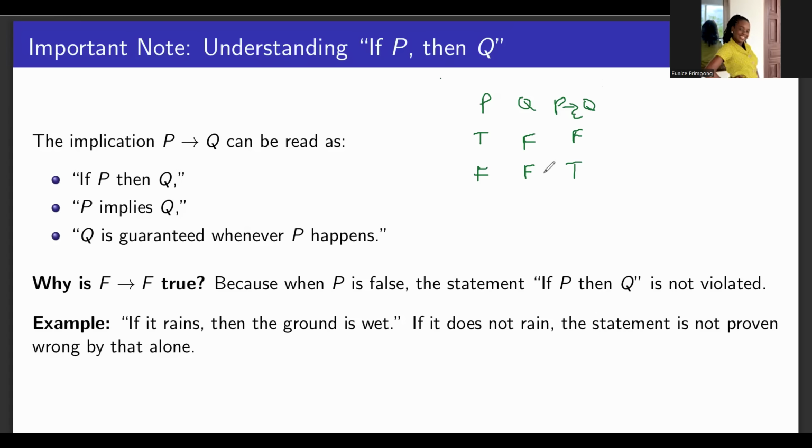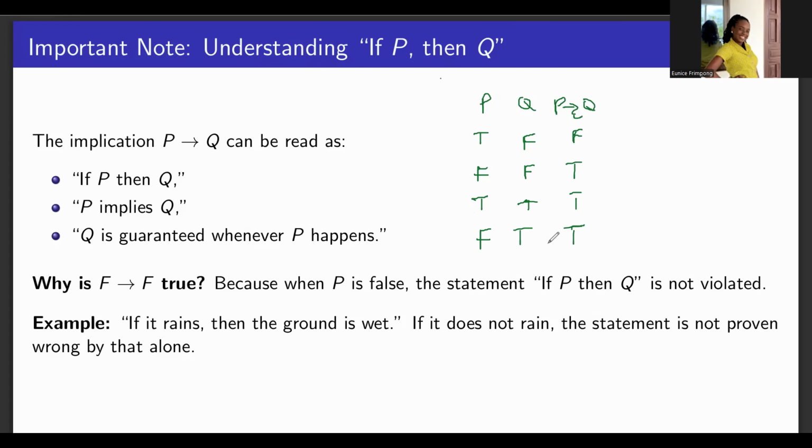So whether Q happens or not is not our business, because it's only when P happens and Q does not happen that this statement is violated. Once P happens, Q must happen. So when P is T and Q is T, then this is true. And when P is false, we don't care because P didn't even happen. So the statement doesn't care at all. It is not violated. That is why FF is still true and then FT is still true.